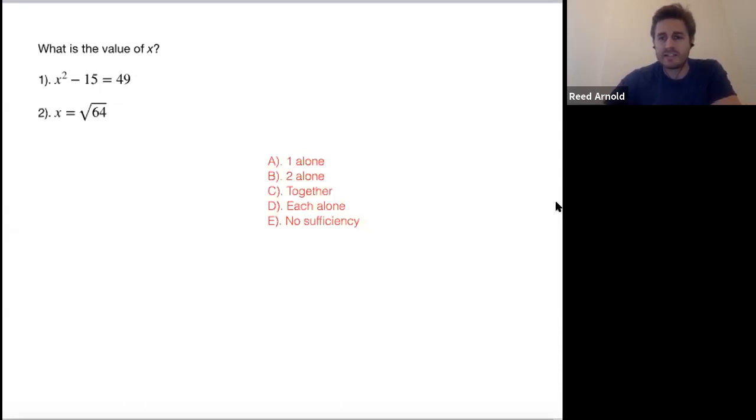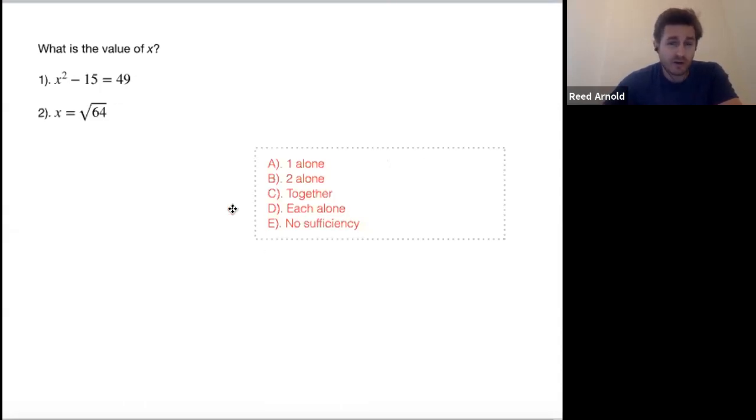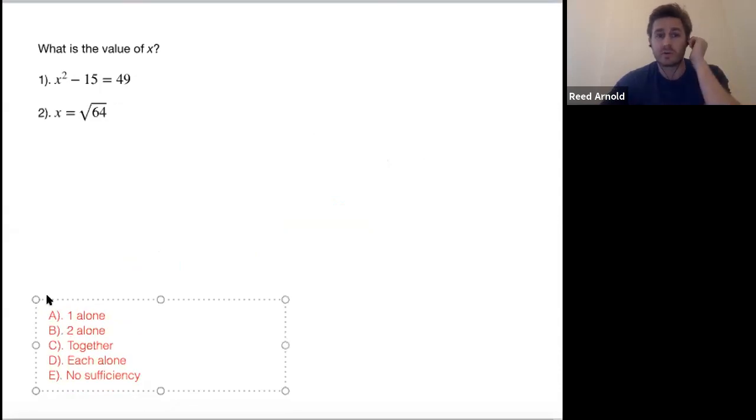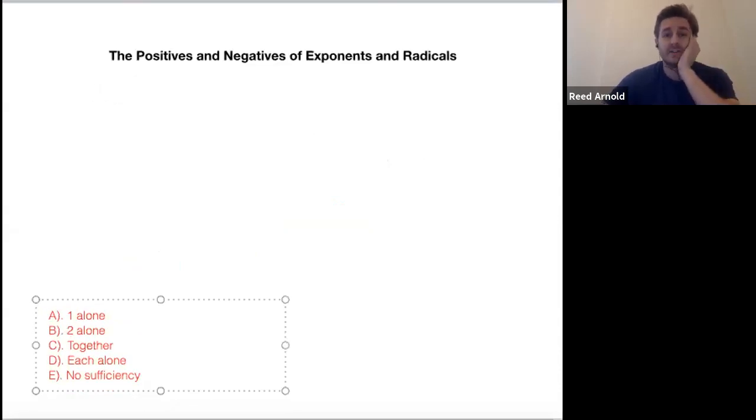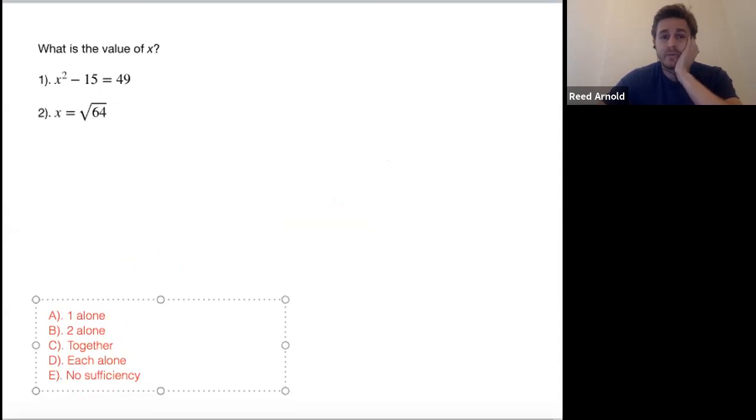So I'm seeing a lot of D's and E's popping up, and that's good because that's exactly what this lesson is for. All right, if you chose D or you chose E, depending on which one you did, you fell for a certain trap the GMAT sets here. So what we're dealing with now is the positive and negatives of exponents and radicals. If you chose D, it's probably because you said, well, x squared is 64, and the square root of 64 is 8, so x is 8.